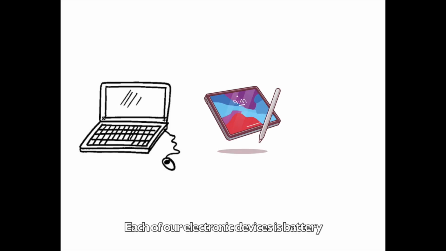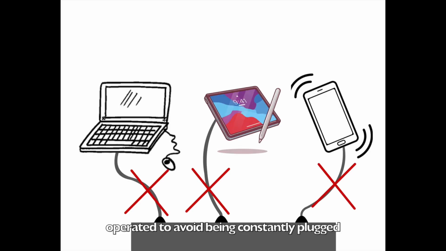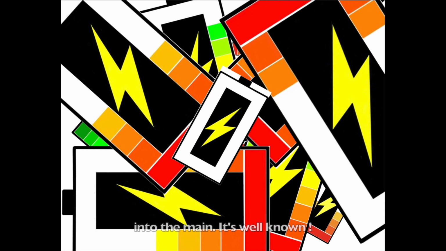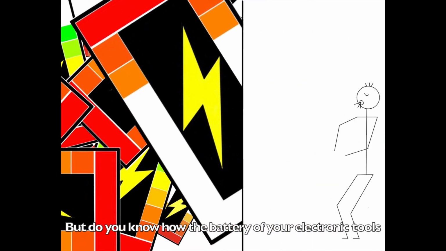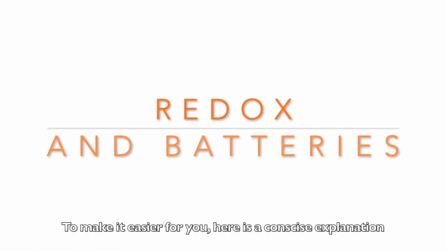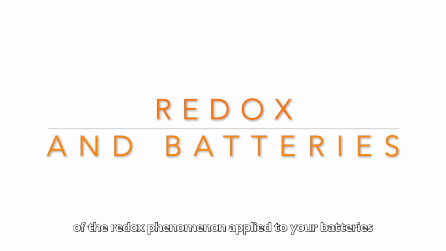Each of our electronic devices is battery operated to avoid being constantly plugged into the mains. It's well known. But do you know how the battery of your electronic tools actually works? To make it easier for you, here's a concise explanation of the redox phenomenon applied to your batteries.